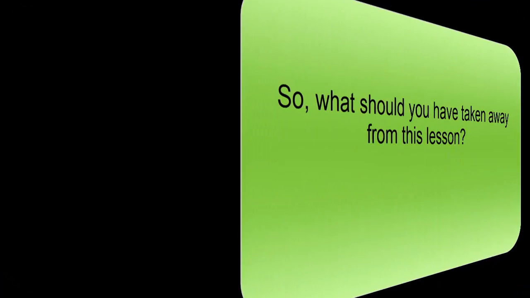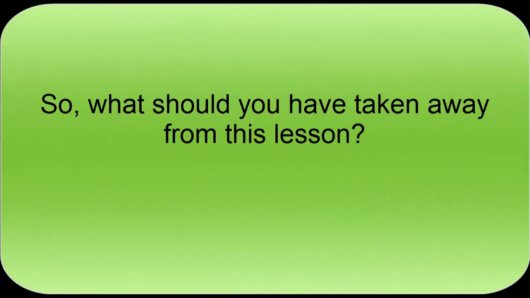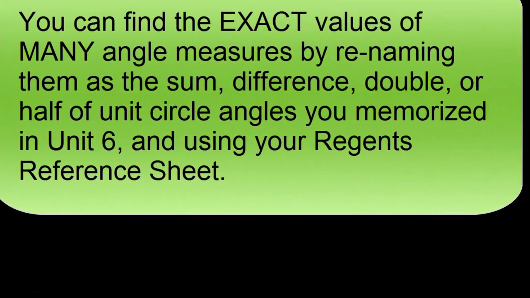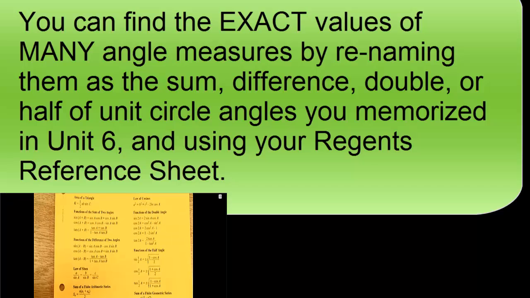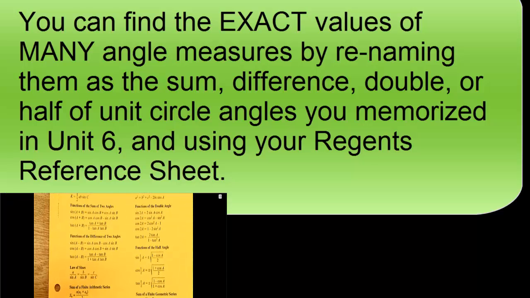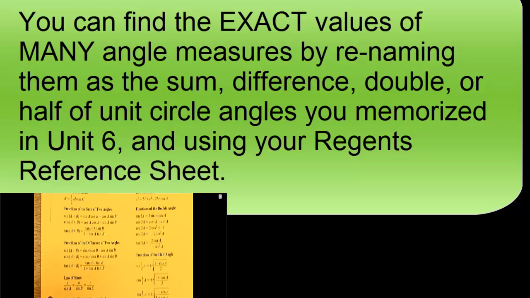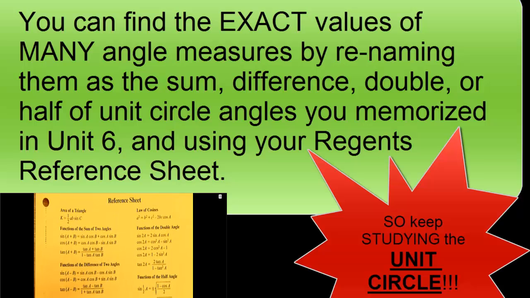So what should you have taken away or learned today? Well, essentially, you can find the exact values of a lot of angle measures by renaming them as addition, subtraction, multiplication, or division, and using that reference sheet that's given to you on the Regents exam. You need to know your unit circles still. Keep studying. And that's it.